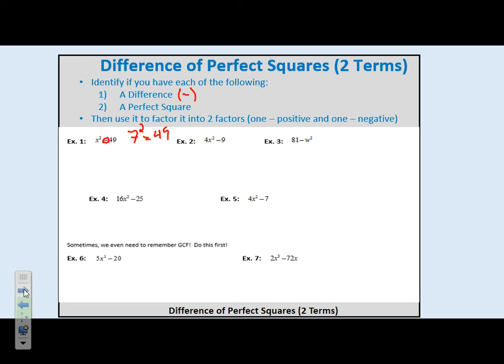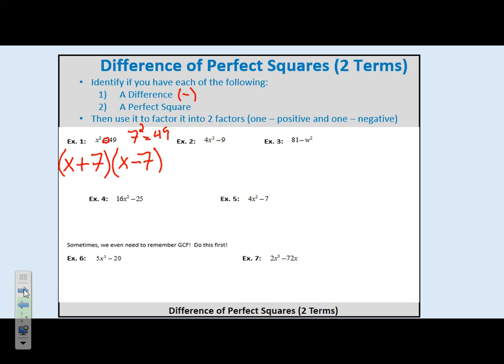Once we have identified that they're a perfect square and a difference, all you're going to do is create 2 factors. Okay. We're going to put an x in both. And then we're going to put plus and minus. And then the square root of 49 is 7, so you're going to plug that in. That one's done now. That's it. Moving on to example number 2.